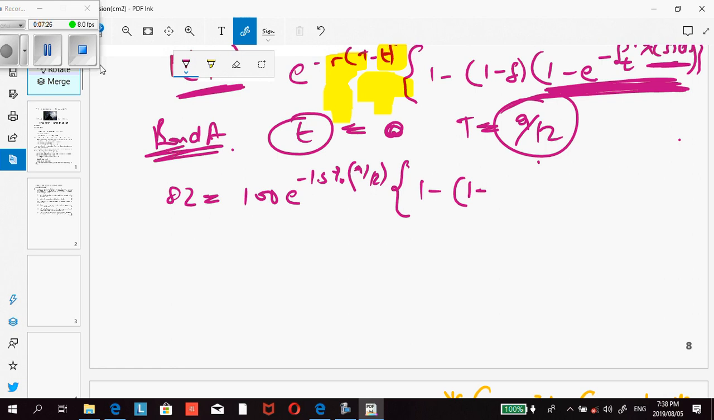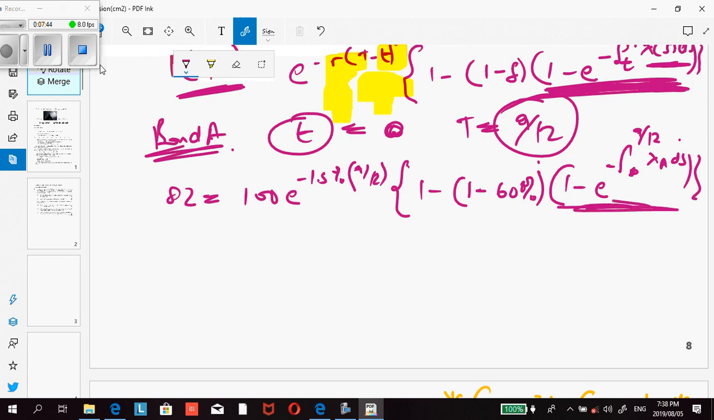1 minus your recovery rate for bond A, which is 60%, multiplied by the probability of default, which is the expression I am writing here. Okay, this is the probability of default, but the examiner is looking for the transition intensity. So how do I solve this equation? Just a little warning here, and you will notice that I did warn you in the previous session.